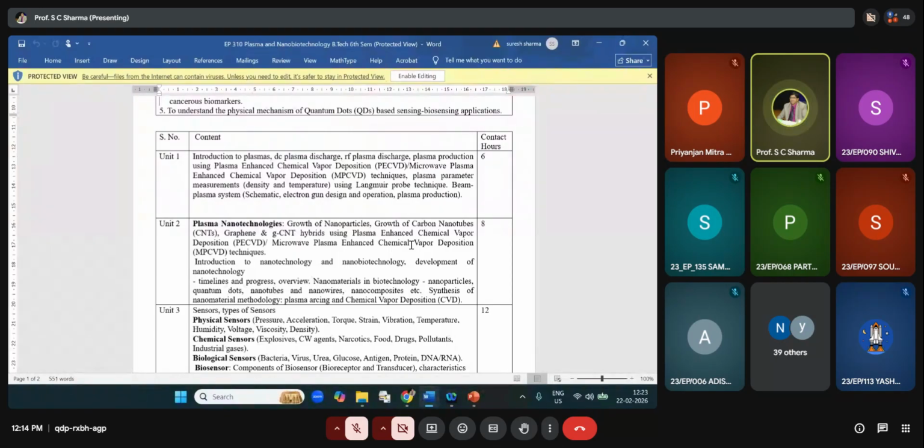Similarly, what is graphene, 2D graphene, and one more we can ask here: how can you fabricate or grow carbon nanotube or graphene using PECVD and MPCVD technique? We can ask this here. And the properties and so on, these are the things here.